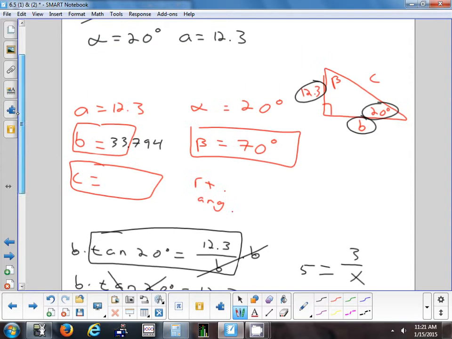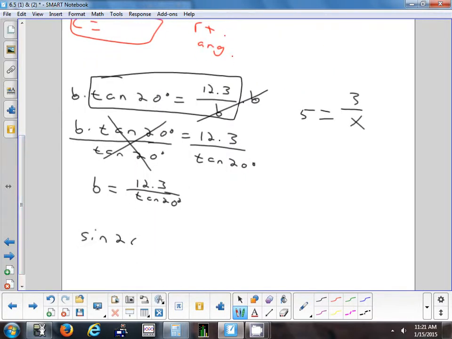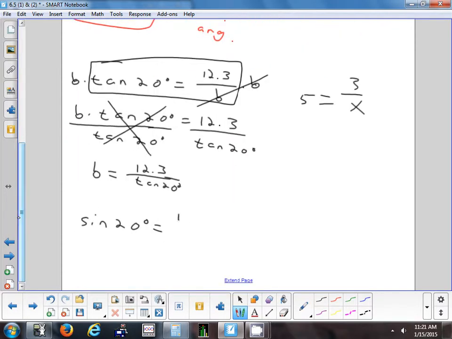This time I want C, so I use 12.3 and 20. That's going to be sine again. Opposite and hypotenuse. So sine of 20 equals opposite over hypotenuse. I'm going to use that trick to solve for C.